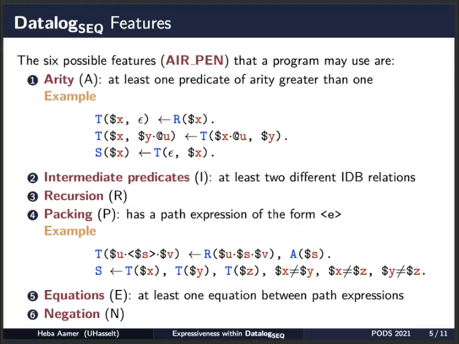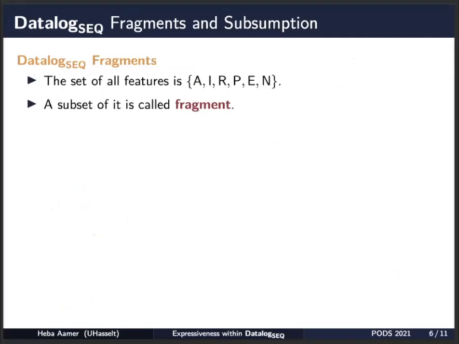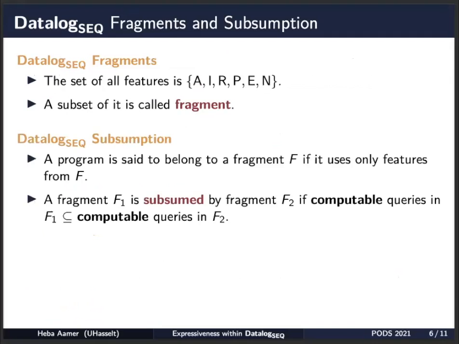Having these features defined, and in order to measure the expressiveness of the different features and evaluate how they affect each other, our methodology is to develop what is a Sequence Datalog fragment and what we mean by subsumption. So, a Sequence Datalog fragment is a subset of the set that contains the six features. And we say that a program is in some fragment if it uses only the features in this fragment. It does not have to use all of them though.